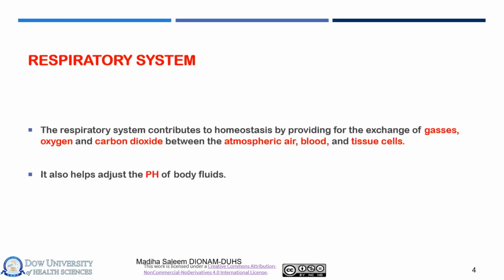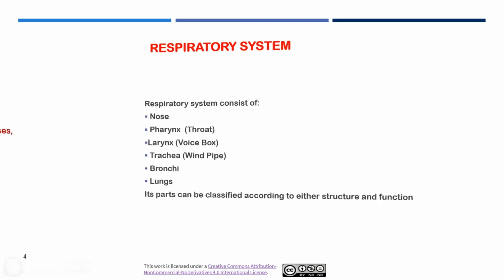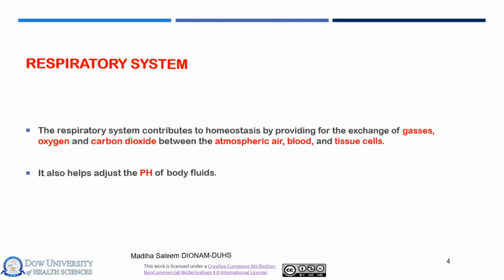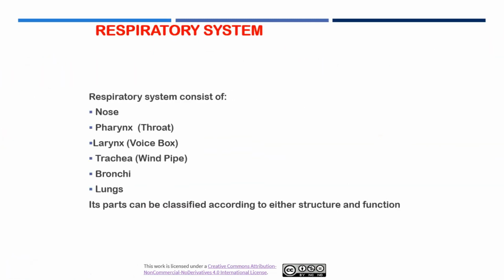The respiratory system contributes to homeostasis by providing for exchange of gases, oxygen and carbon dioxide, between the atmosphere, air, blood, and tissue cells. And it also helps to adjust the pH of our body fluid. This is the structure of the respiratory system.